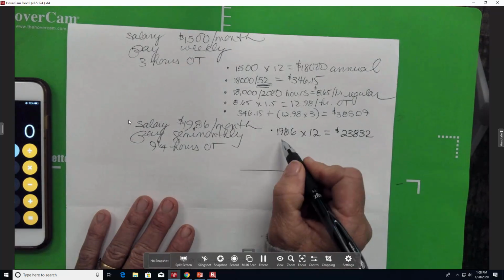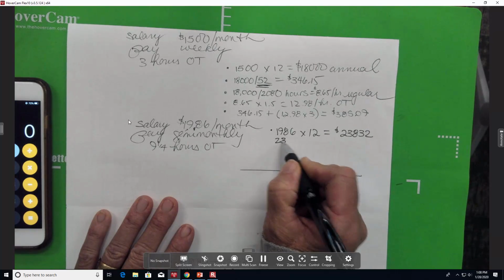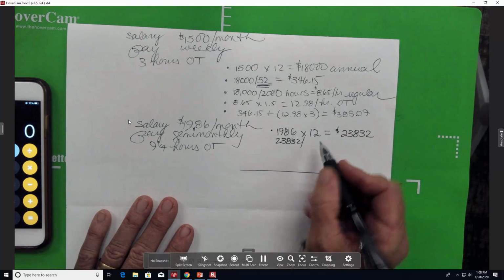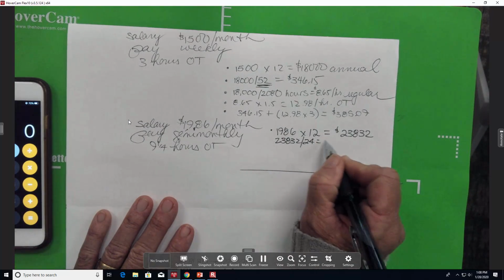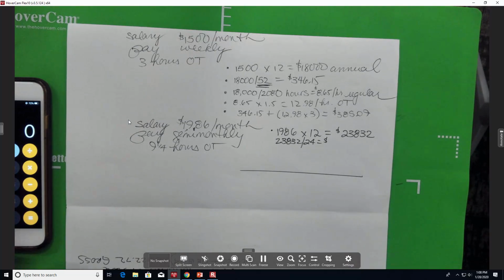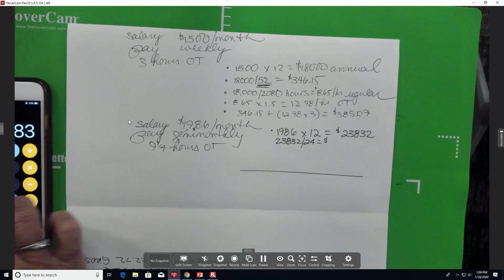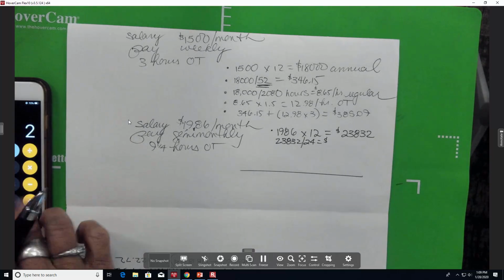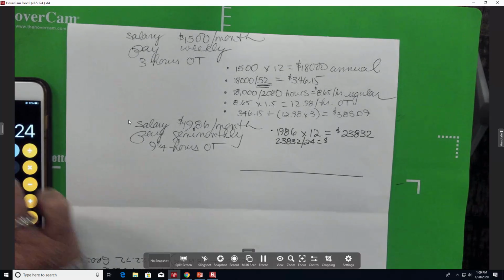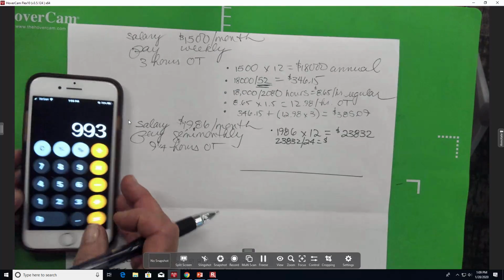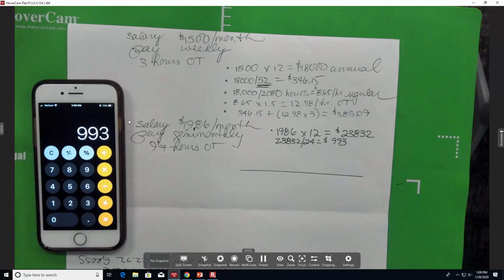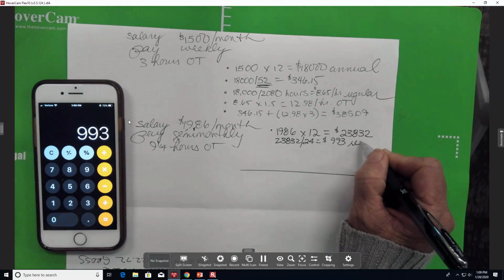Okay, Cammie, what do I do next? Yep, and how much does she make then? I've got your piece of paper. Okay, I can do this. 23,832 divided by 24. Oops. 832 divided by 24. 993. And what do we label that again? That's called her regular gross check.